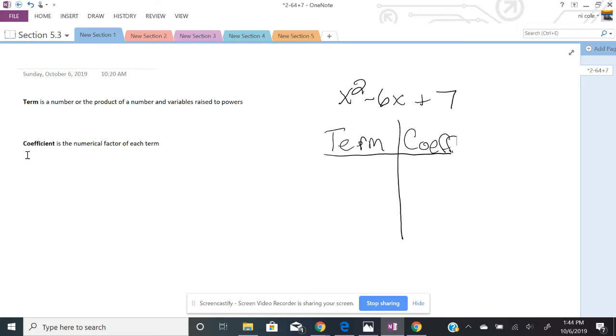Okay, and then you also need to know the definition of a coefficient. A coefficient is the numerical factor for each term. So for x squared, the coefficient would be 1, and so on and so forth. So let's fill this out. So we would have x squared, minus 6x, and 7. You will be given some problems like this, and you need to be able to fill out either the coefficient or the term. So x squared has a coefficient of 1. You don't see a 1 in there, but it's implied, just like we've talked about. And this is 7.